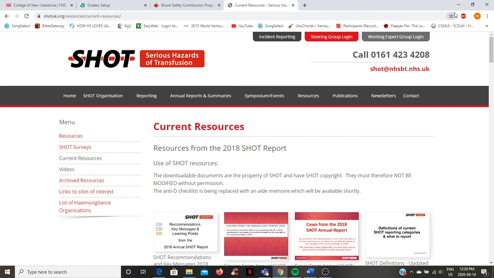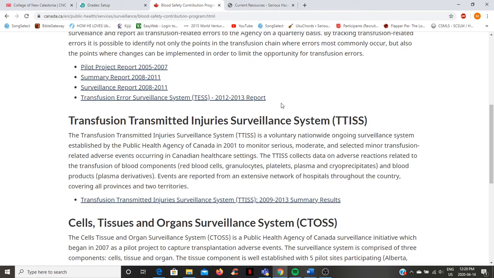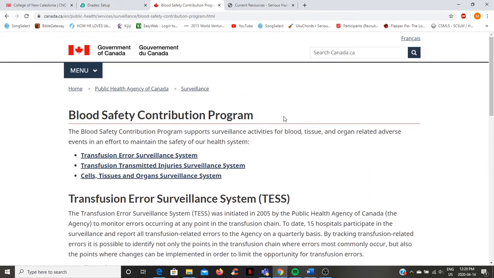So here's the website up on the screen. You can find this up here at shotuk.org. And why am I talking about cases from the UK? Well, here's this other tab, actually the system from the Government of Canada. So in Canada, we also have a reporting system. So a couple different things here, a transfusion error surveillance system and the transfusion transmitted injuries surveillance system.